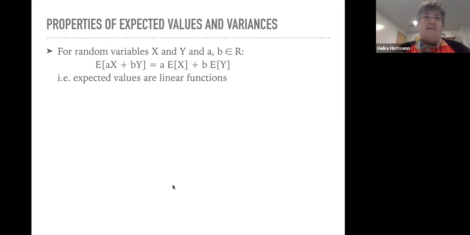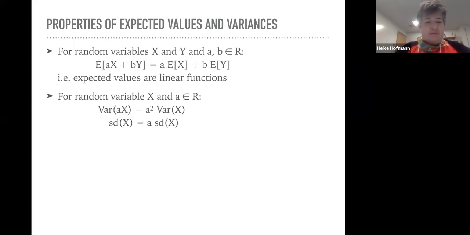And the thing is that we can do the same thing with expected values that we did with the random variables themselves. So the expected value of Z is nothing but a linear combination of the expected values. So A times the expected value of X plus B times the expected value of Y, that's going to be our expected value of Z. So an expected value is just a linear function in its random variables. So it's super easy to work with.